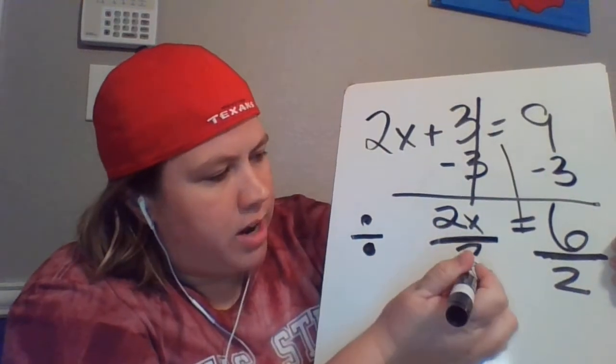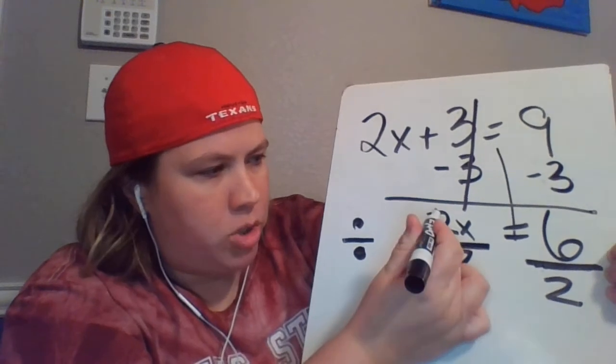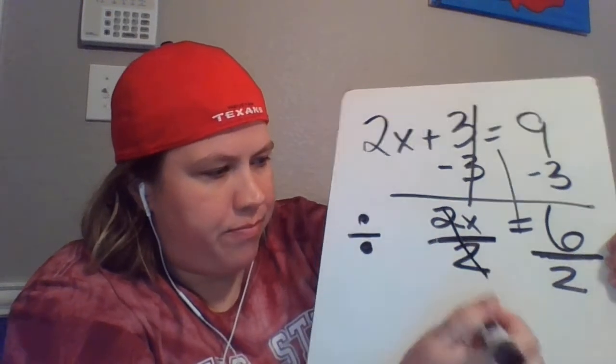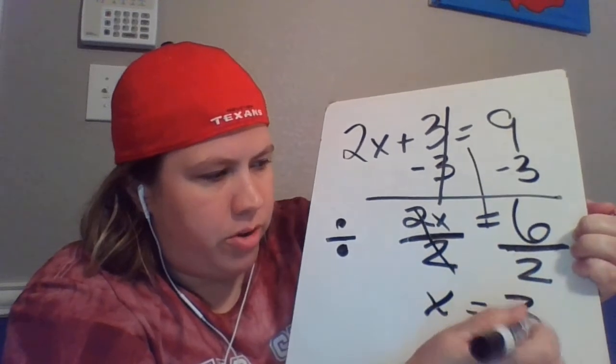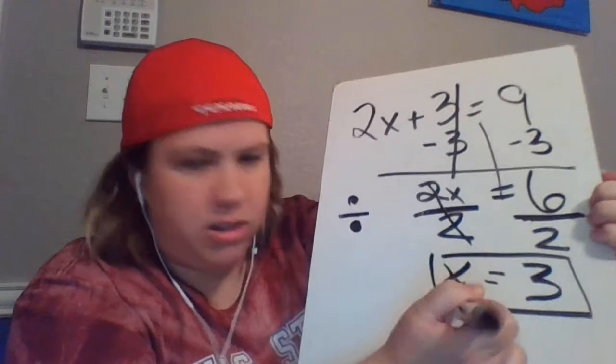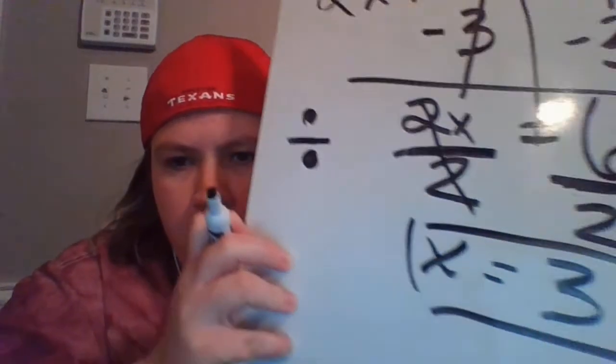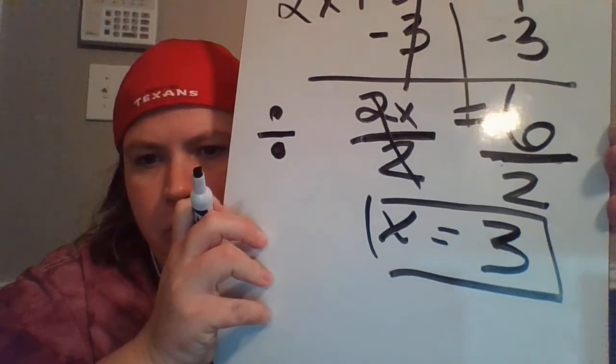So 2 divided by 2 equals 1. So we say that it cancels it out. So then we just have x. 6 divided by 2 is 3. So x would be equal to 3. Okay, let's do another one. We're just going to keep doing these until we can get it figured out.